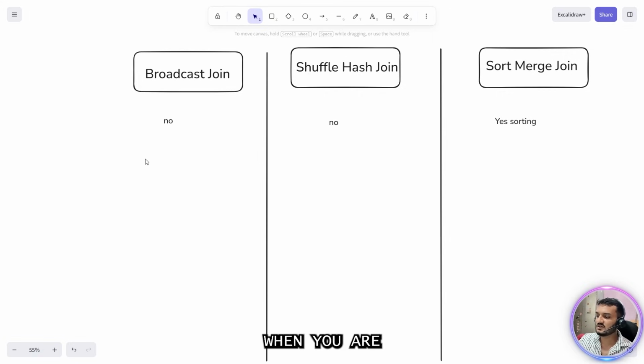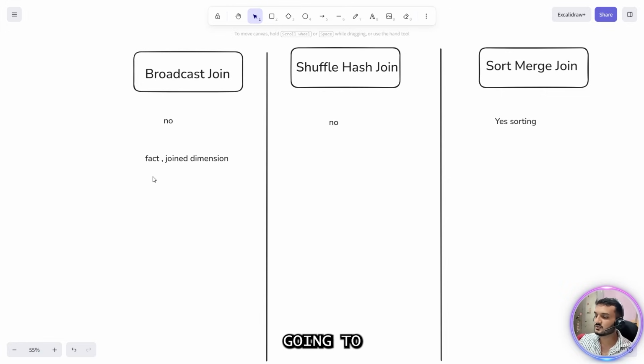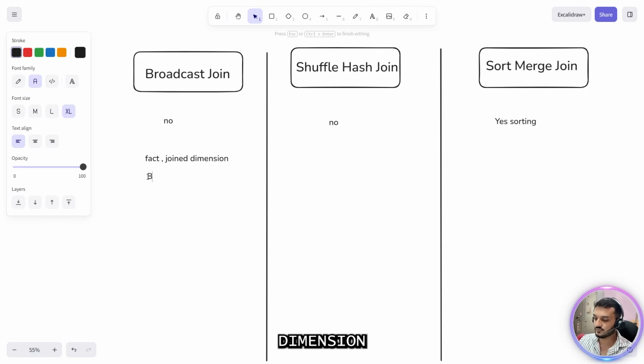So let's suppose you are trying to join your fact table with your dimension table. Fact is joined with dimension. Then you can go with the broadcast join. Here what you will do, you are going to broadcast your dimension. Dimension tables are basically small in size, okay? So you are going to broadcast the dimension table, and it should not be greater than 10 MB.